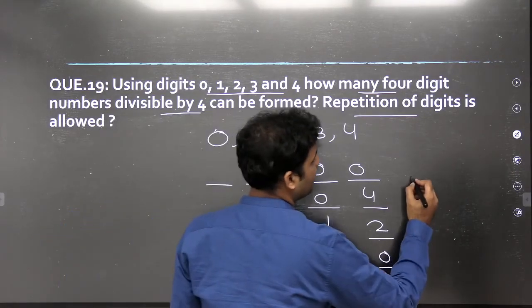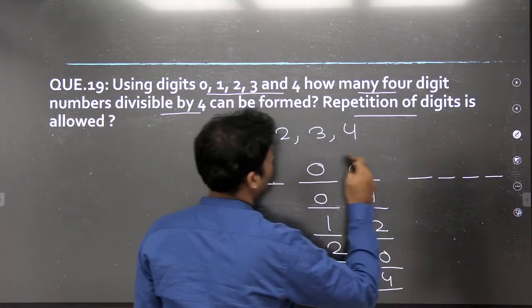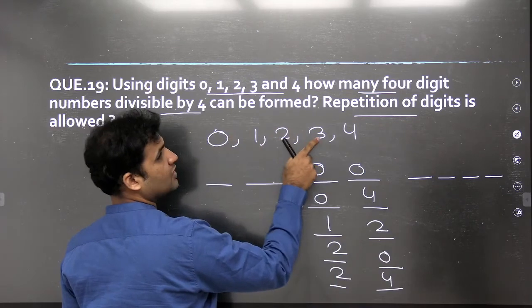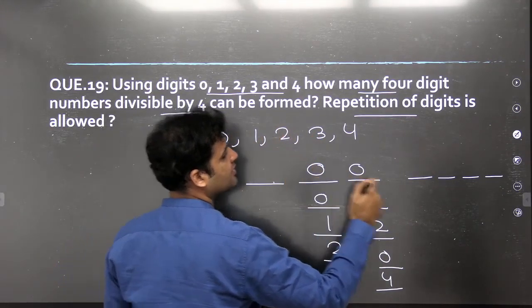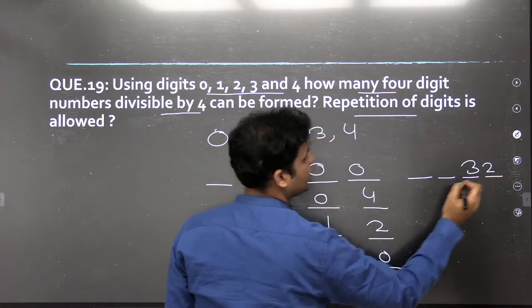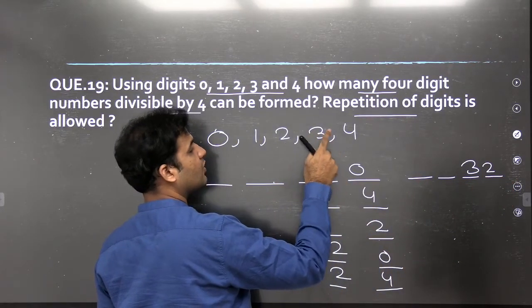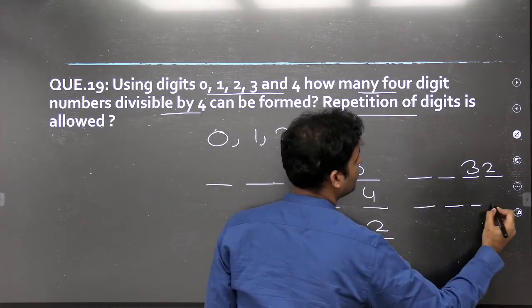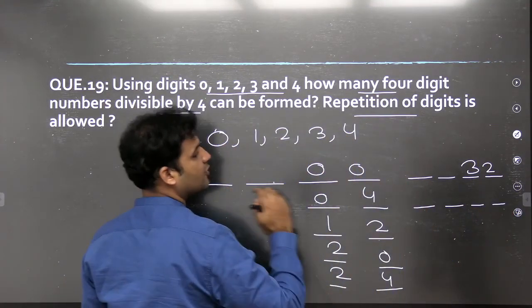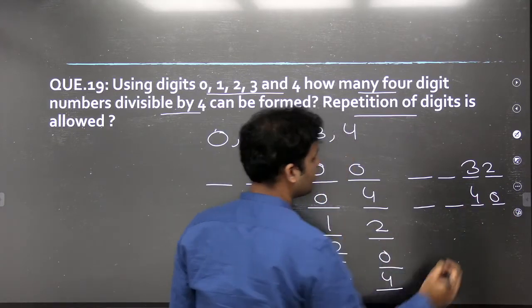And the next case would be, okay, start with 3. 3, 0 is possible? No. 30 is not a multiple of 4. 3, 1 is possible? No. 3, 2 is possible? Yes. 32 is a multiple. 3, 3 is possible? No. 3, 4 is possible? No. Because 34 is not multiple of 4. Okay, go with fourth case. 4, 0 is possible? Yes. Placing 4 here, 0 over here.